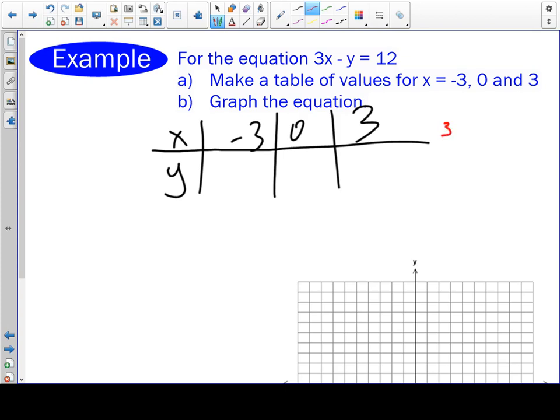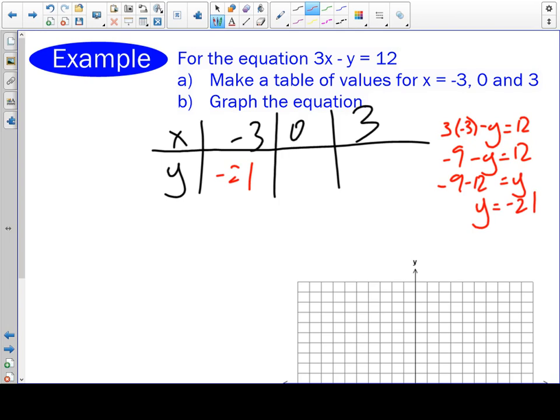So we've got 3 times -3 minus y is 12. 3 times -3 is -9 minus y is 12. I'm going to do switcheroo. I'm going to take the y over to the right and the 12 over to the left. So it's going to be -9 minus 12. And the y comes over to the right and it becomes positive. So y is negative 21. So that's the corresponding value that goes with negative 3.